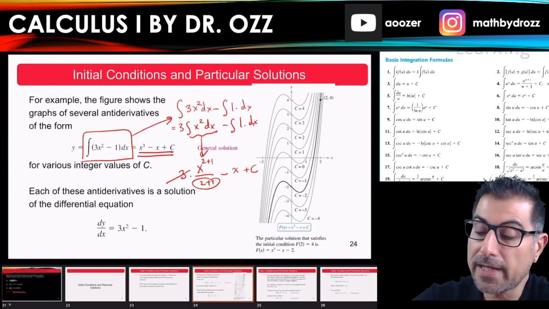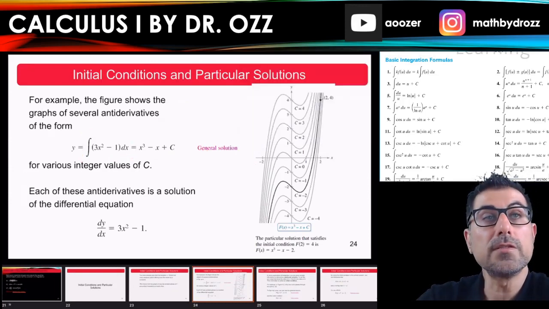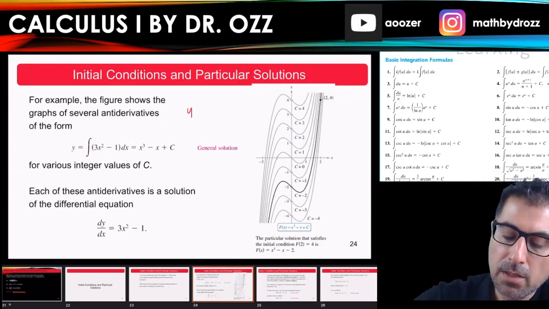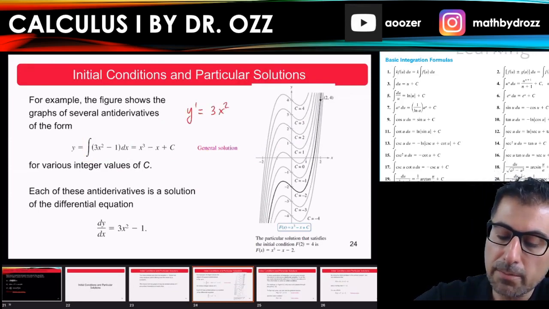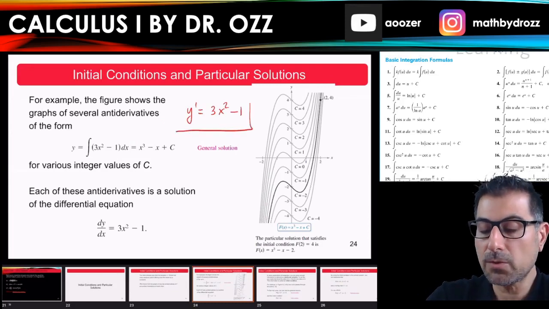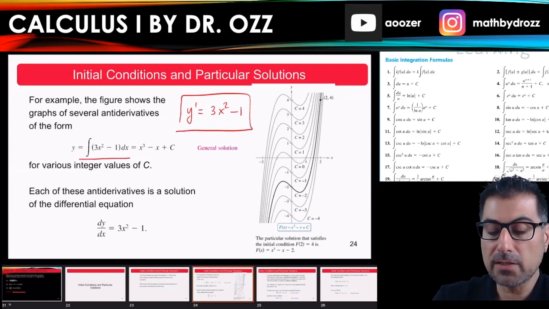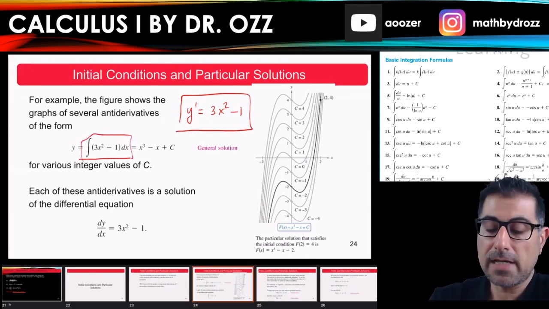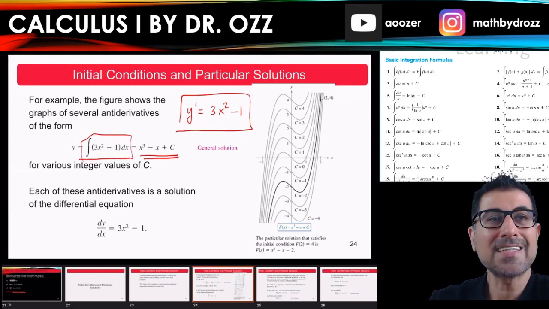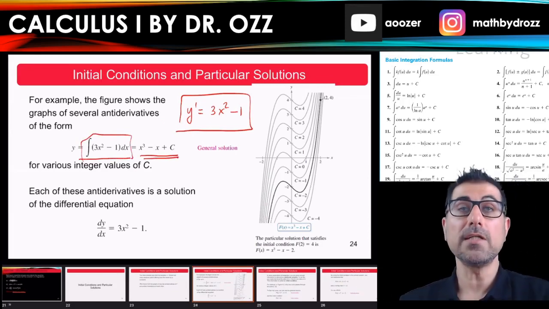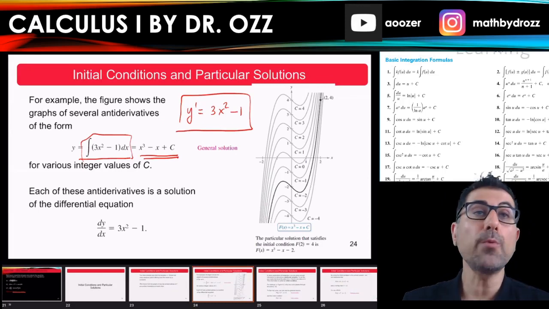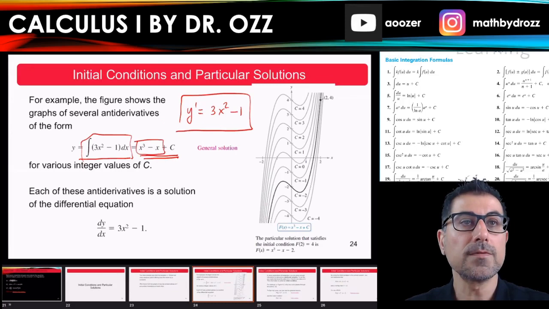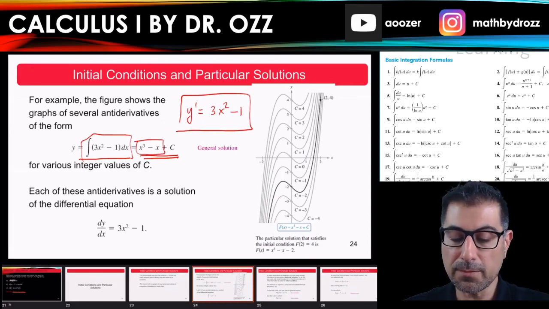We call this the general solution of the differential equation y prime equals 3x squared minus 1. Solving this differential equation is equivalent to finding the integral of 3x squared minus 1, and if you do that, you get x cubed minus x plus c. That's the general solution, or family of solutions, of this differential equation. And as you see, antiderivatives differ by a constant. So what is the meaning of that?